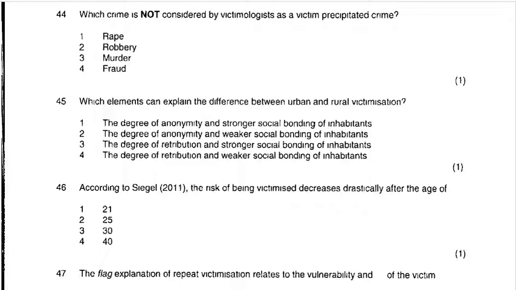45. Which elements can explain the difference between urban and rural victimization? The answer is 2. The degree of anonymity and weaker social bonding of inhabitants. This is found on page 21 of our study guide.